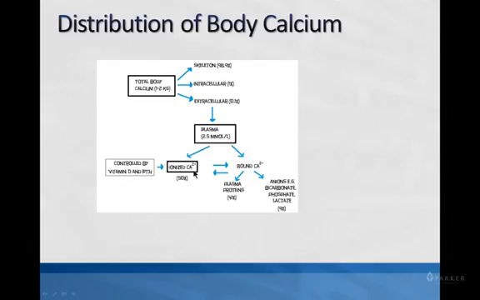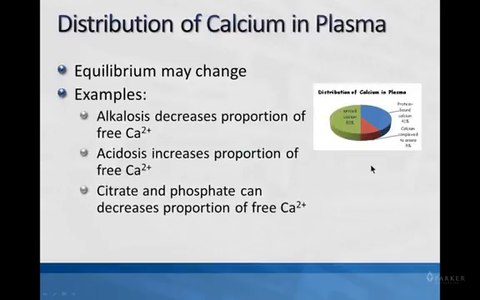This is the quantity that is tightly regulated by hormones such as vitamin D and parathyroid hormone. Now, if we look at that again, this is showing you the calcium that's in the plasma. We have the free ionized, we have that bound to the proteins, and some complexed to anions.